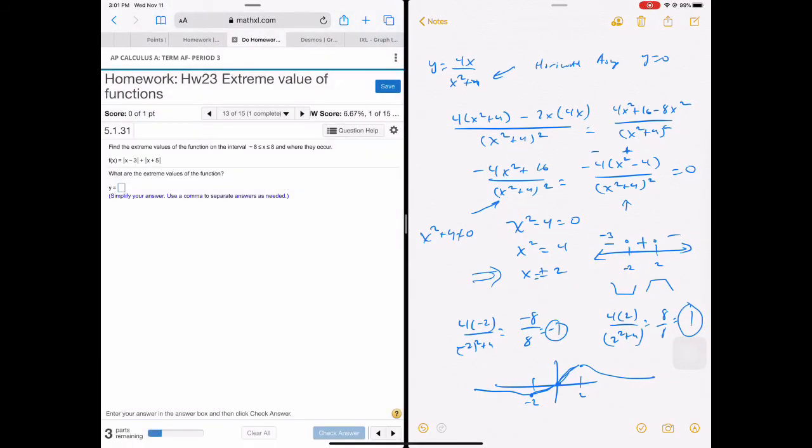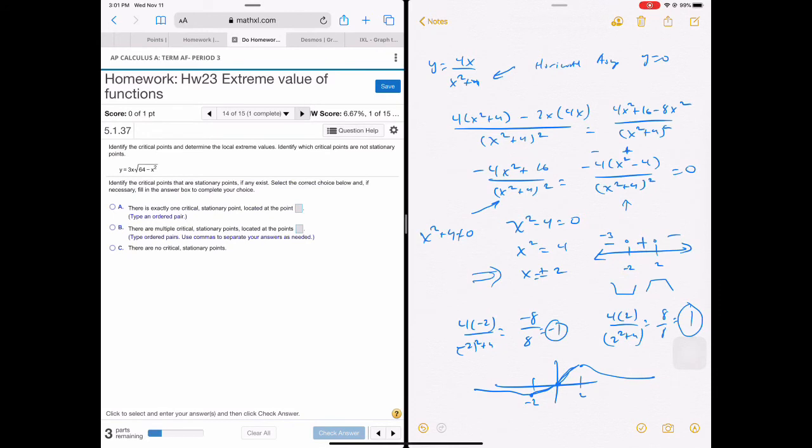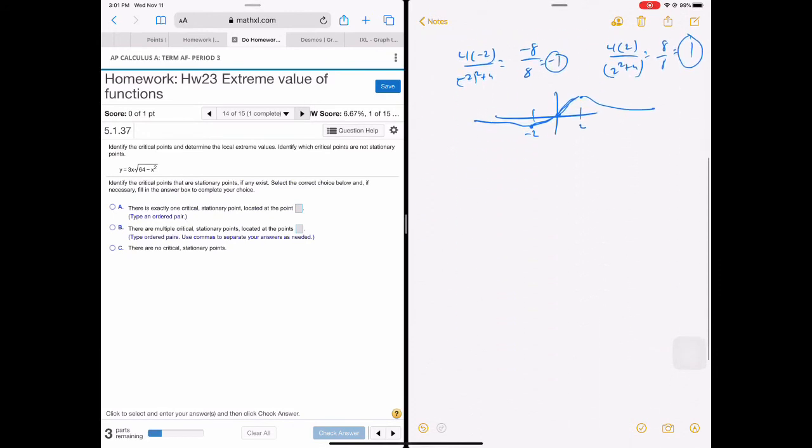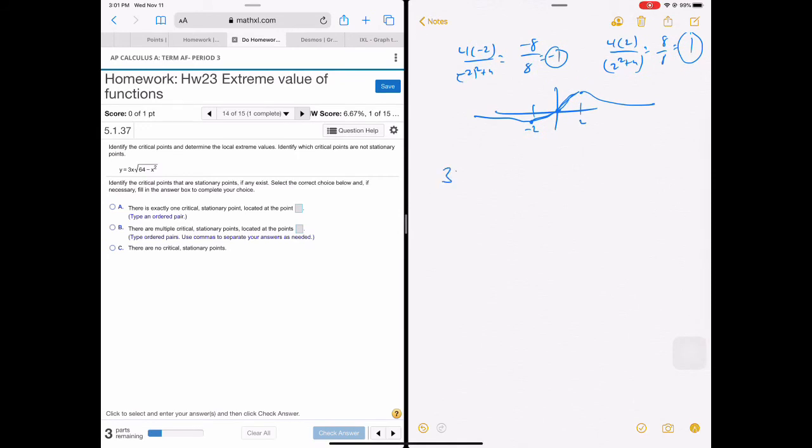That's it. Next problem. We already did this problem also in class. Last one, we're looking for the critical points to determine the extreme values of this problem here. We're going to say 3x square root of 64 minus x squared. I don't know what the graph looks like. If I had to graph this by hand, I would probably hate myself. So the goal is to not do that. The goal is to just look for critical points, and that will tell us the key factors of this problem.